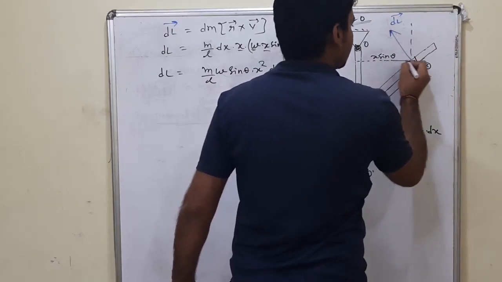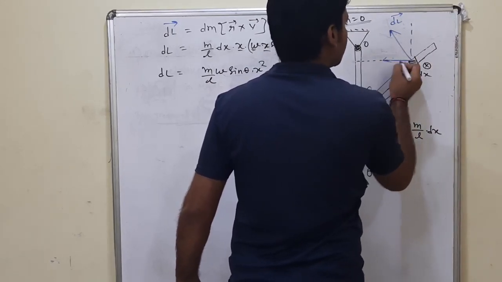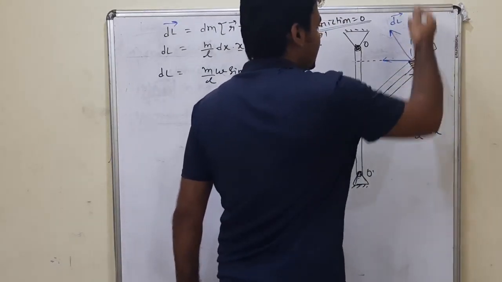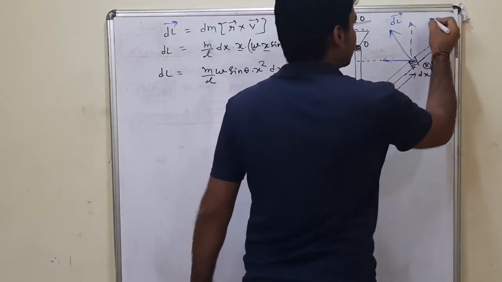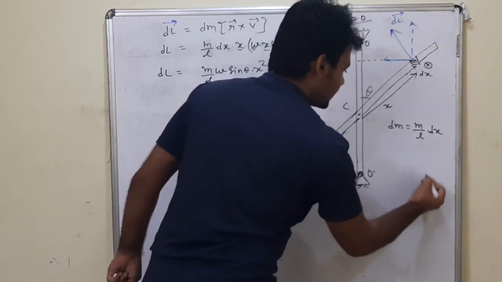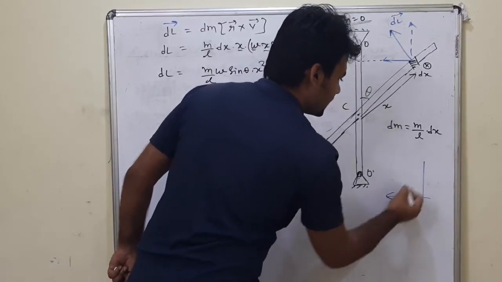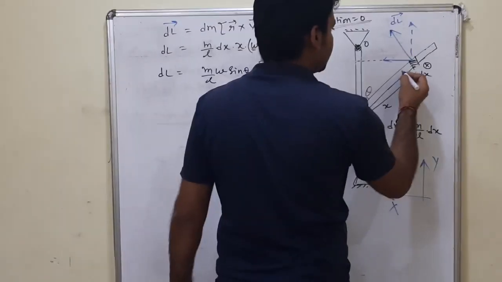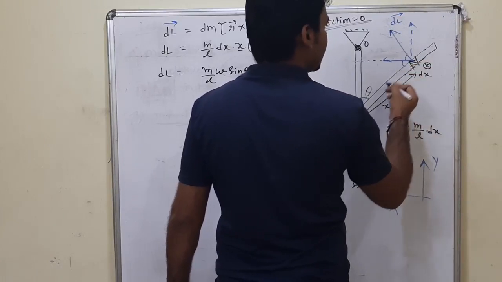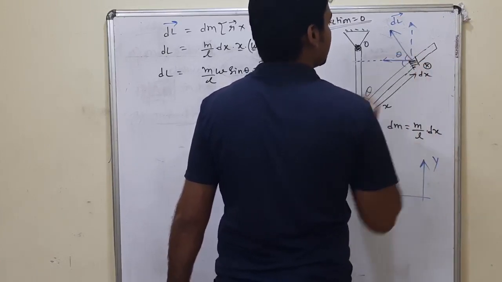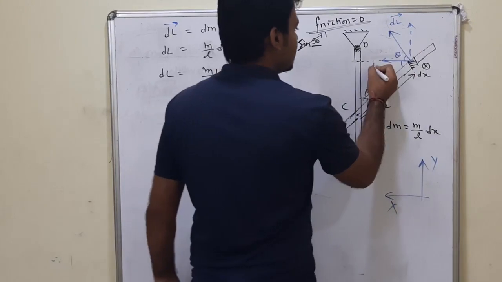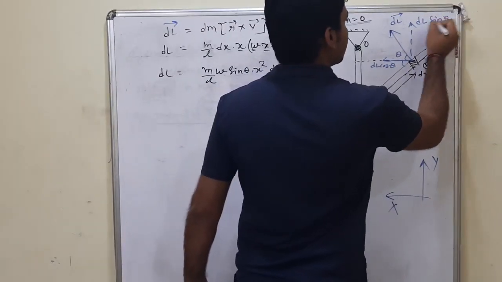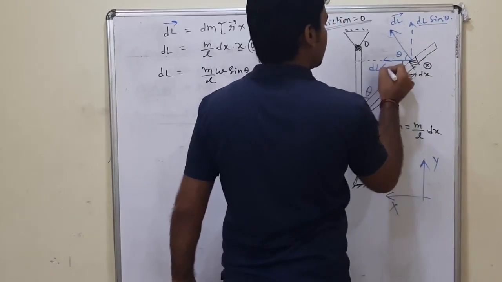Now we can resolve this into two components. One along this axis. I am taking the coordinate system here. I am considering this to be the x direction and this to be the y direction. So if this angle is theta, this angle is 90 minus theta, this angle will be theta, and this angle will be theta. Okay, so here it is dl cos theta and here it is dl sin theta.